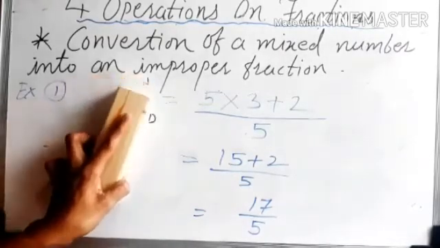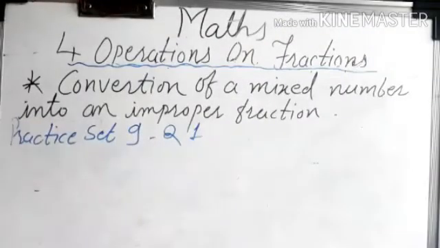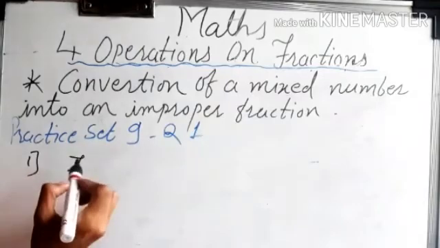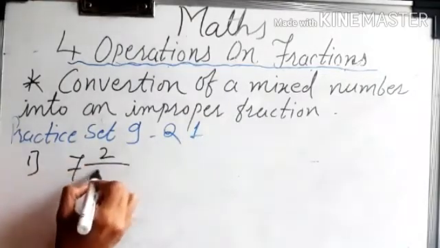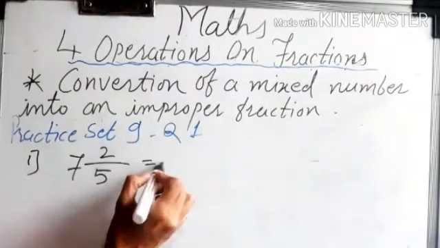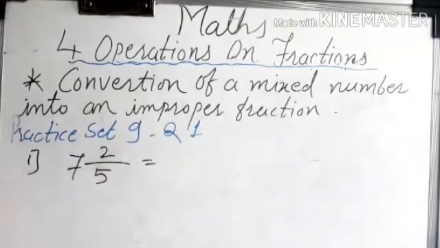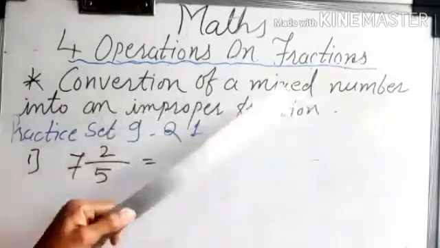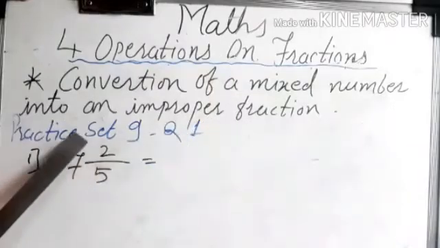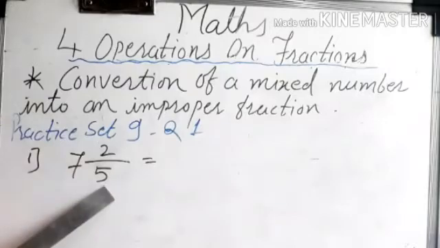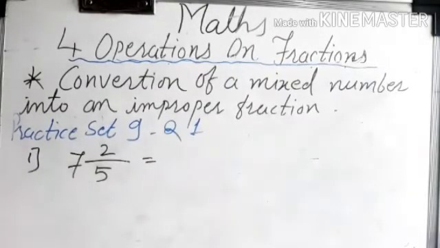Then next, one more example we will see. Convert into improper fraction, means mixed numbers are given to you and you have to convert them into improper fractions. So the first example, 7 and 2 upon 5. How to convert this into an improper fraction? What we are going to see is the conversion of a mixed number into an improper fraction. When a mixed number is given to you in the exam, you have to convert this into an improper fraction.